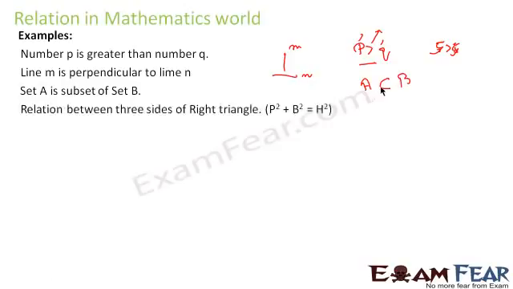One more example. In a right triangle, we have P, B and H. According to Pythagoras theorem, P square plus B square is equal to H square, as mentioned here. So this is also a relationship between P, B and H. It involves three identities, and there is a pattern that P square plus B square is equal to H square. So these are some examples of relation.